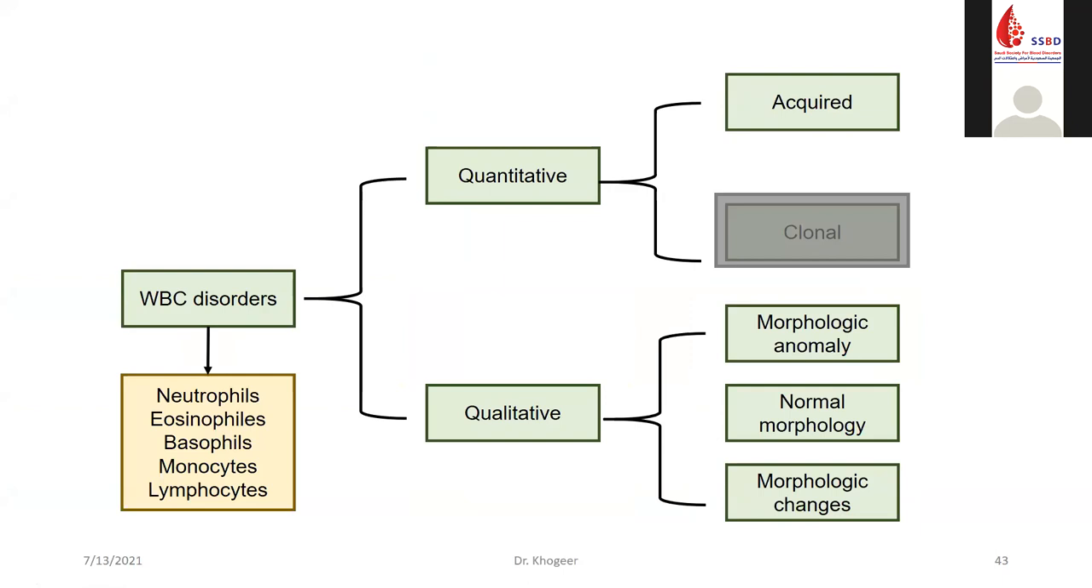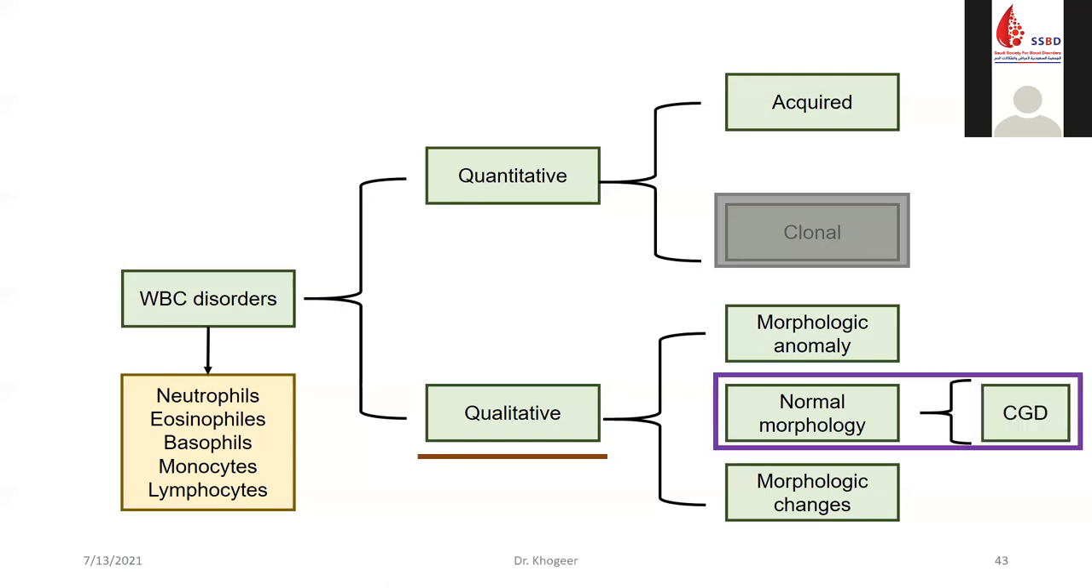But before that, for a qualitative abnormality with normal morphology but with a functional defect, the best example to mention is chronic granulomatous disease, which is caused by a mutation in the NADPH oxidase gene, which leads to failure of the neutrophil respiratory burst following phagocytosis.